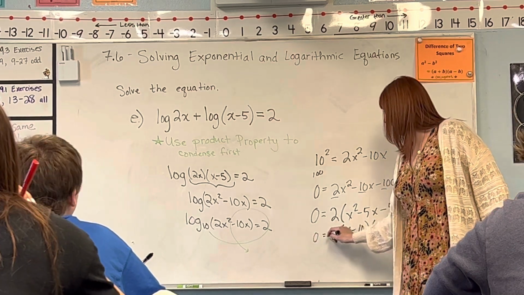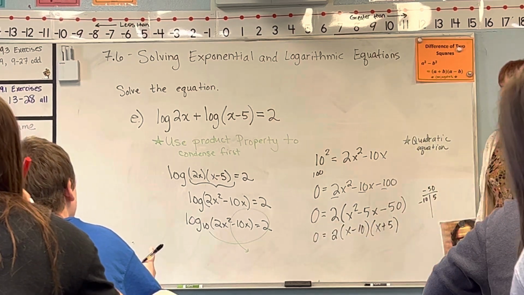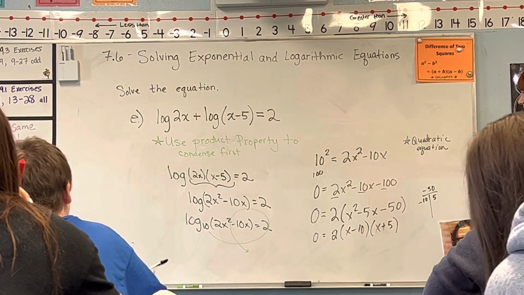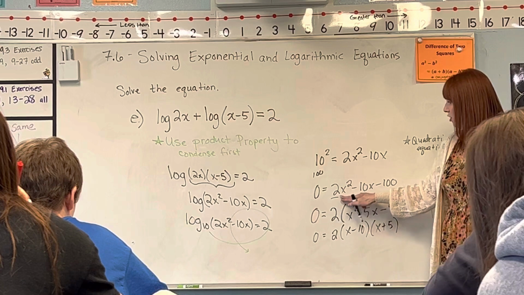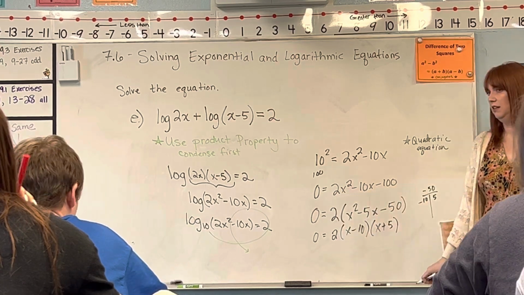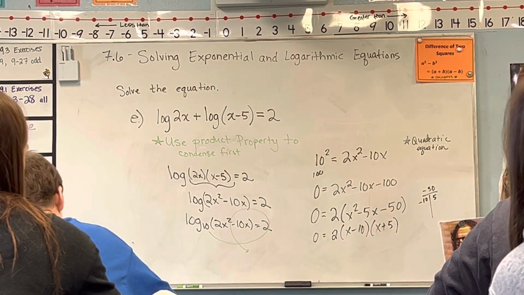So why do you have the 2 and the 10? Why do you have the 1 and the 2 and the 10? Because I divided all these terms by 2 and put it out there. Okay, you divided them all by 2. So now what does x equal?